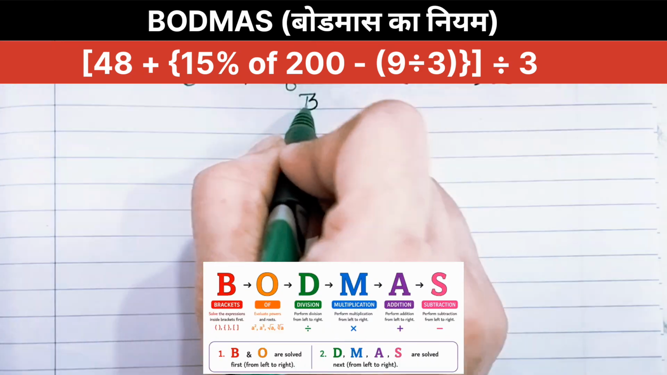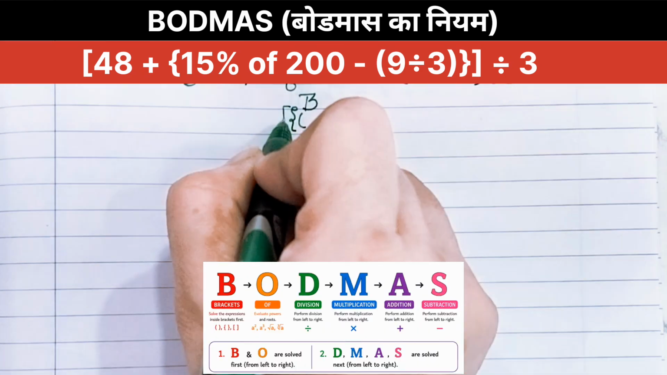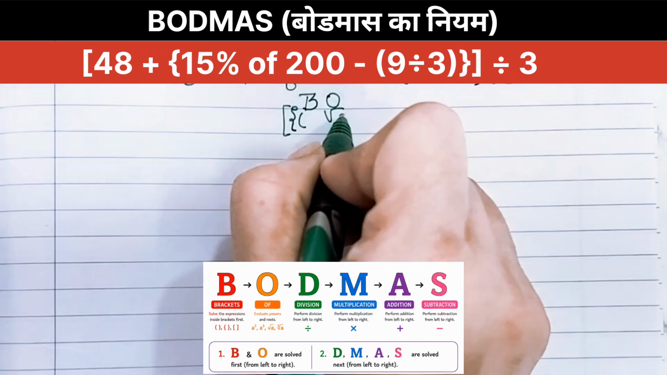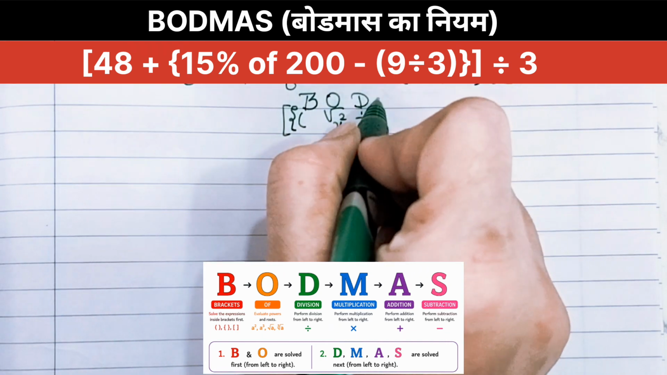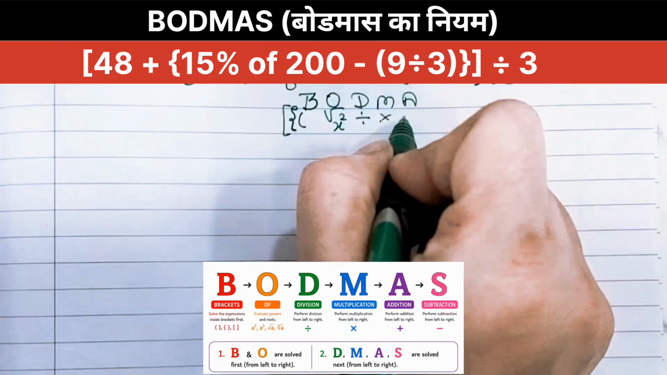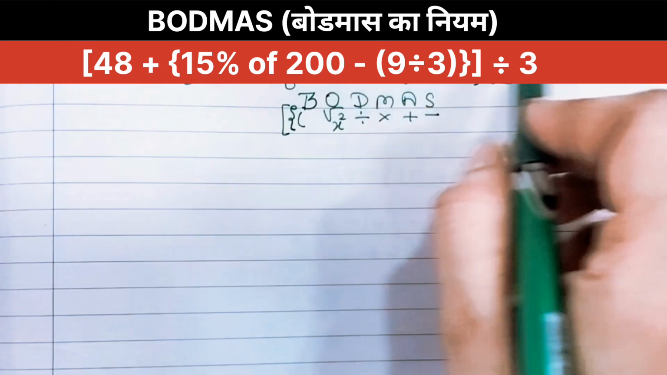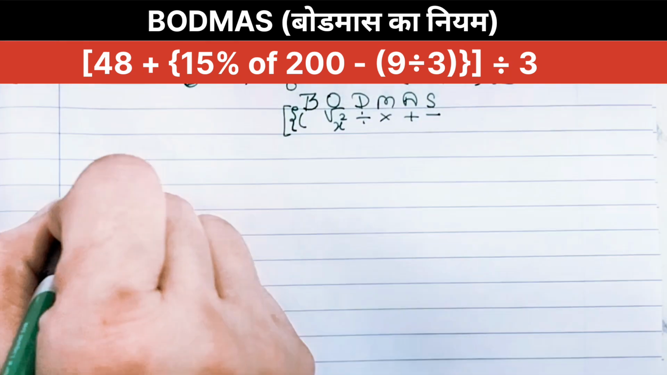The BODMAS rule says first we solve the small bracket, then the curly bracket, then the square bracket. O stands for "of", where we convert into multiplication, and we solve roots and exponents. D stands for division, M stands for multiplication, A stands for addition, S stands for subtraction. According to this BODMAS sequence, we'll break down this expression with a step-by-step solution.